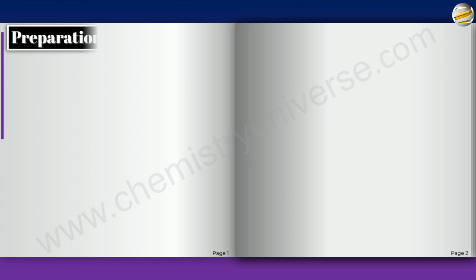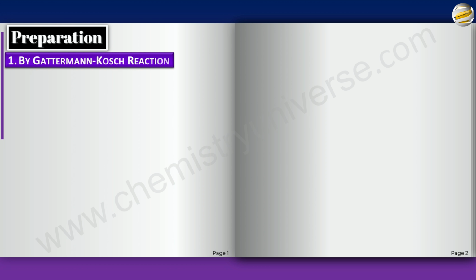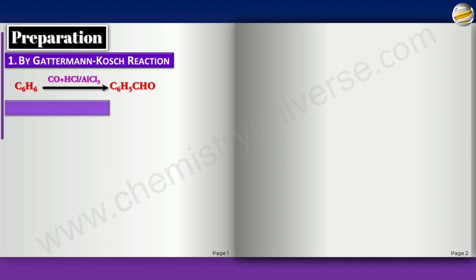First, we look at the preparation. We have done this by the Gattermann-Kosch reaction. I'm just going to give you the basics of this. We reacted benzene with carbon monoxide, HCl and AlCl3, and we got this. So go and check that out. It's called the Gattermann-Kosch reaction. Then we also did the Etard reaction, if you remember, with chromyl chloride.